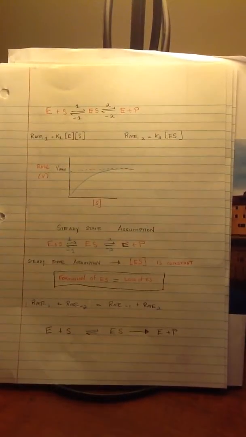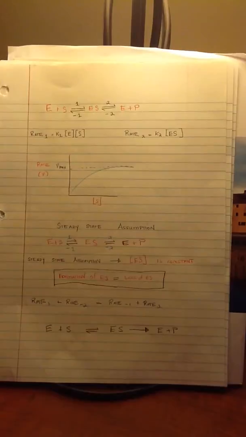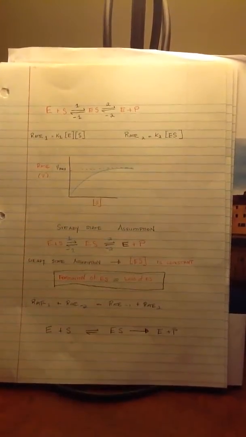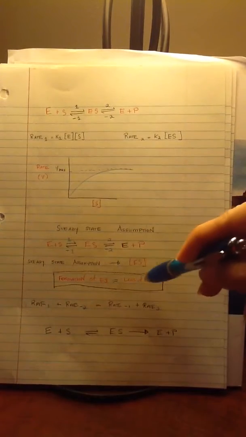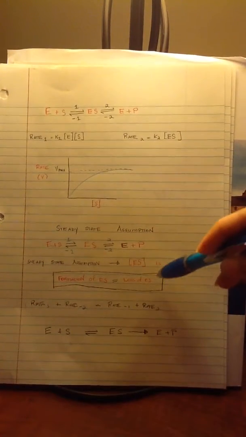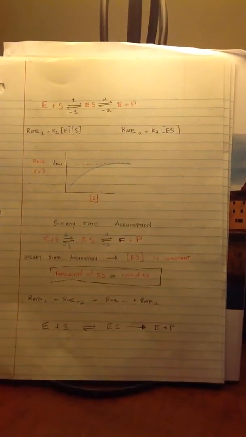Steady state refers to the state where the concentration of ES, which is our enzyme substrate complex, is constant. This means that our rate of formation of ES equals the rate of loss of ES, or dissociation of ES.